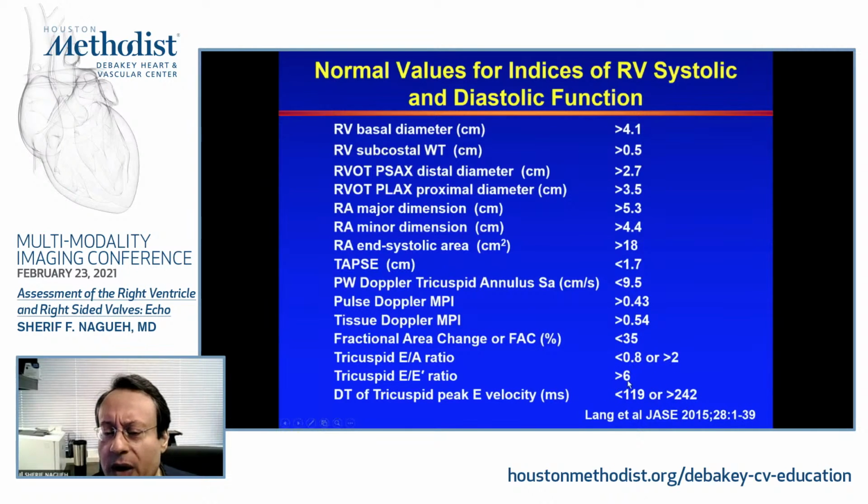An E to E prime ratio more than 6 on the tricuspid side is abnormal. For E prime, a value less than 7.8 is recognized as abnormal in the 2015 guidelines. But again, E prime, similar to mitral E prime, depends on age, and in normal individuals is dependent on preload. Deceleration time of the tricuspid peak E velocity could be measured, and a less than 119 millisecond or more than 242 milliseconds are recognized as abnormal in the 2015 guidelines.